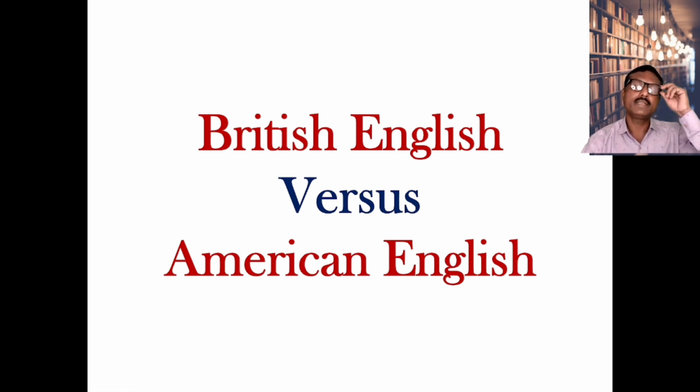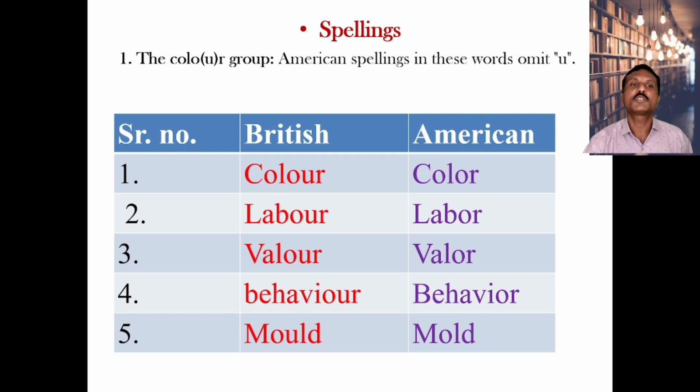Now let's try to understand the difference between British English and American English with the help of spellings. British English differs from American English in many respects. These differences can be understood in terms of groups. First is the color group, in which American spellings generally do not use U, which British use deliberately. You can see that in words like color, labor, behavior, and mold.